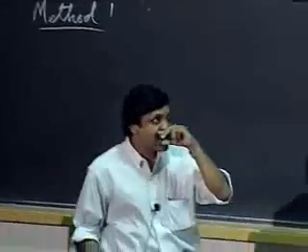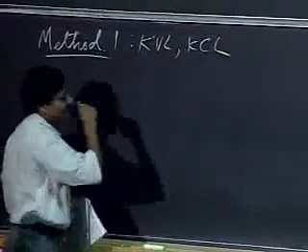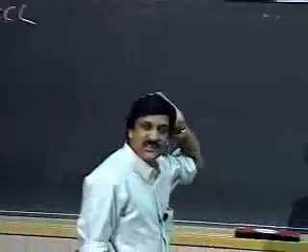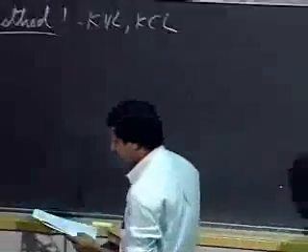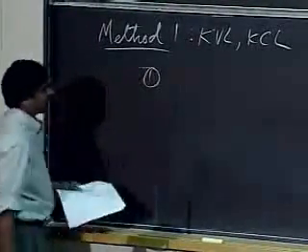talking about method 1 of circuit analysis. This is called the basic KVL-KCL method. So just based on those 2 simple algebraic relations, I can analyze very interesting and complicated circuits. The method goes as follows.